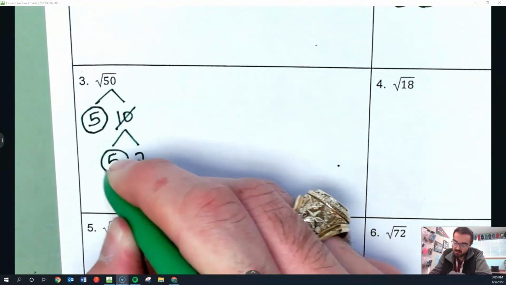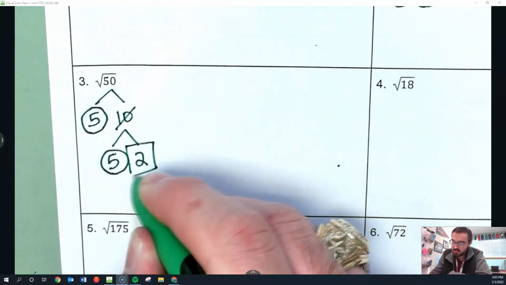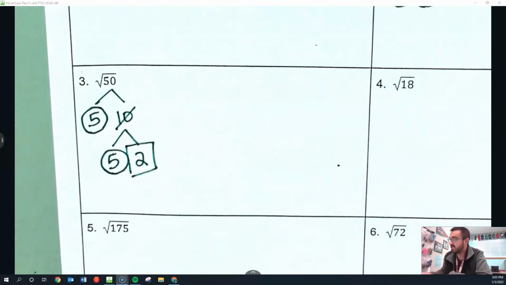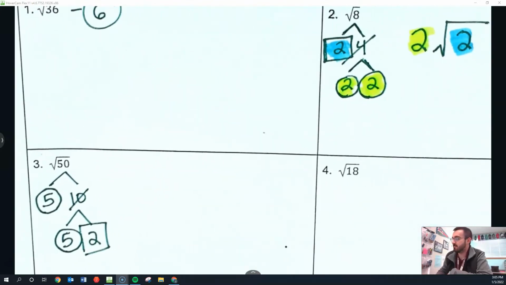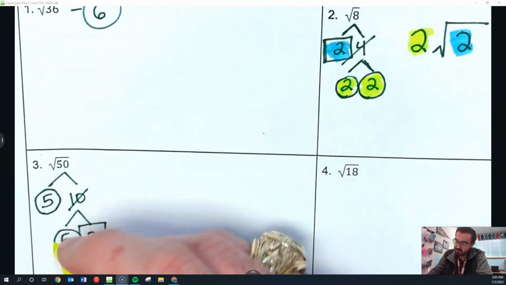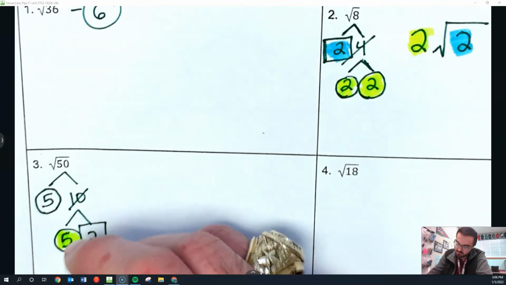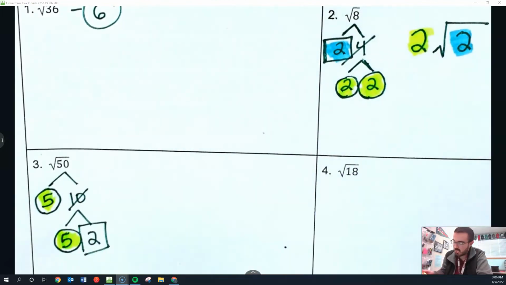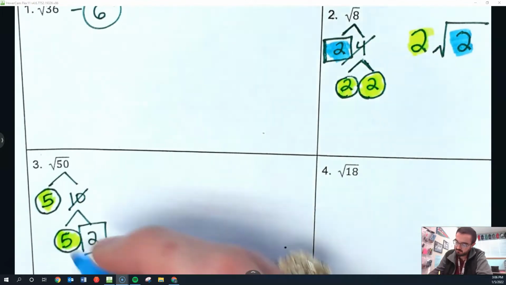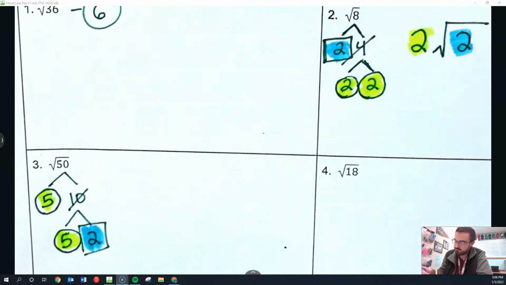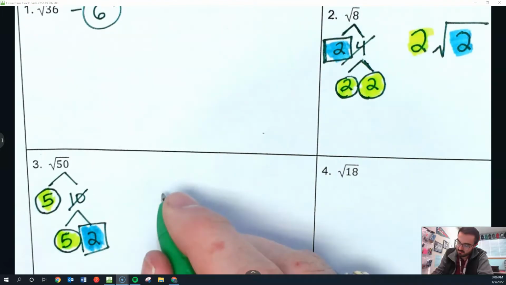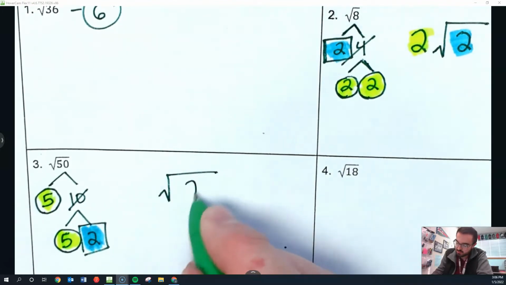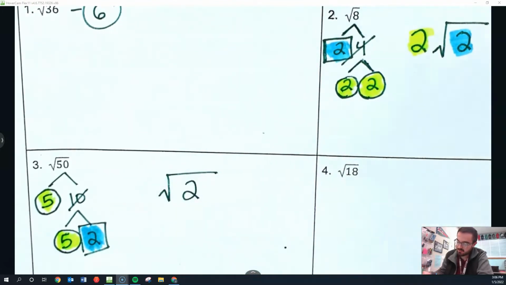Okay. 5's are a pair. 2 is boxed. So if we stay consistent with this strategy, I highlighted the circles yellow and the box blue. So anything that was blue goes under the box. Anything that was paired up stays outside the box.